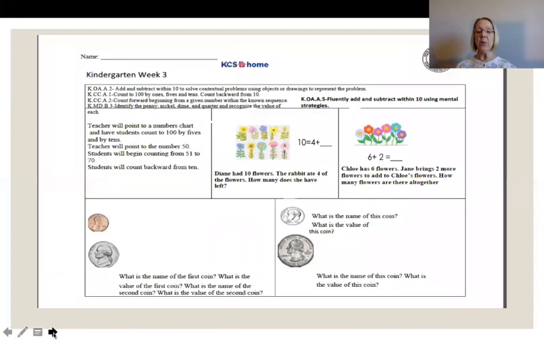All right, this is what your packet looks like. And like I said, I'm sorry, it is not a number chart there, but you can make one if you would like to. All right, so then there are two contextual problems talking about putting together. And then there's a couple of money problems that ask you how much each coin is worth and what is its name. So this is a penny and it's worth 1 cent, a nickel worth 5 cents, a dime worth 10 cents, and a quarter, which is worth 25 cents.